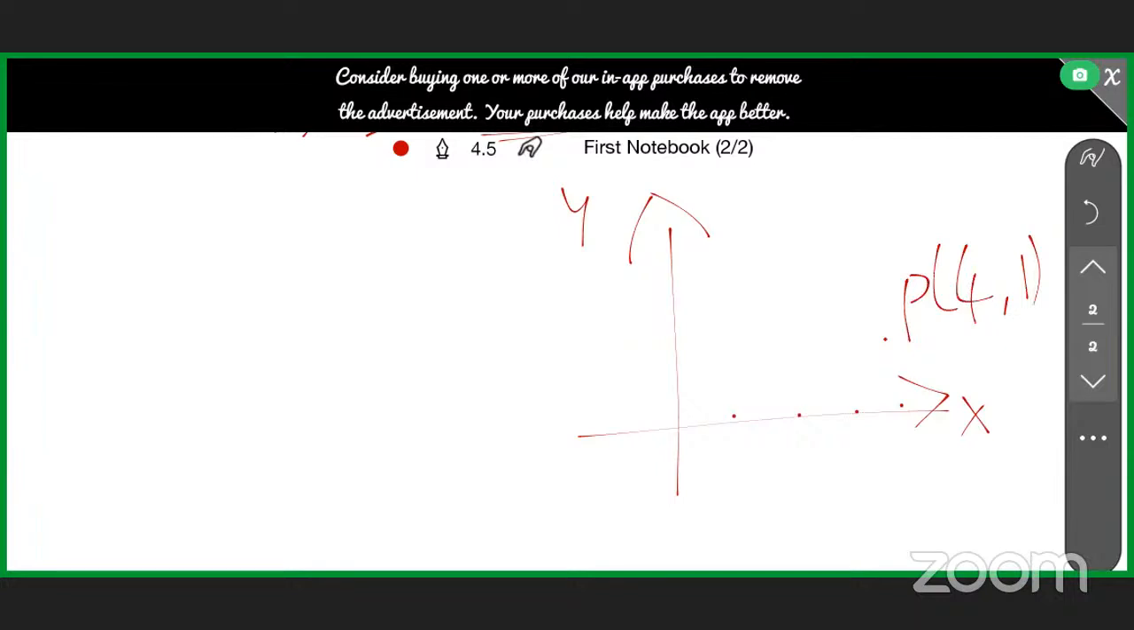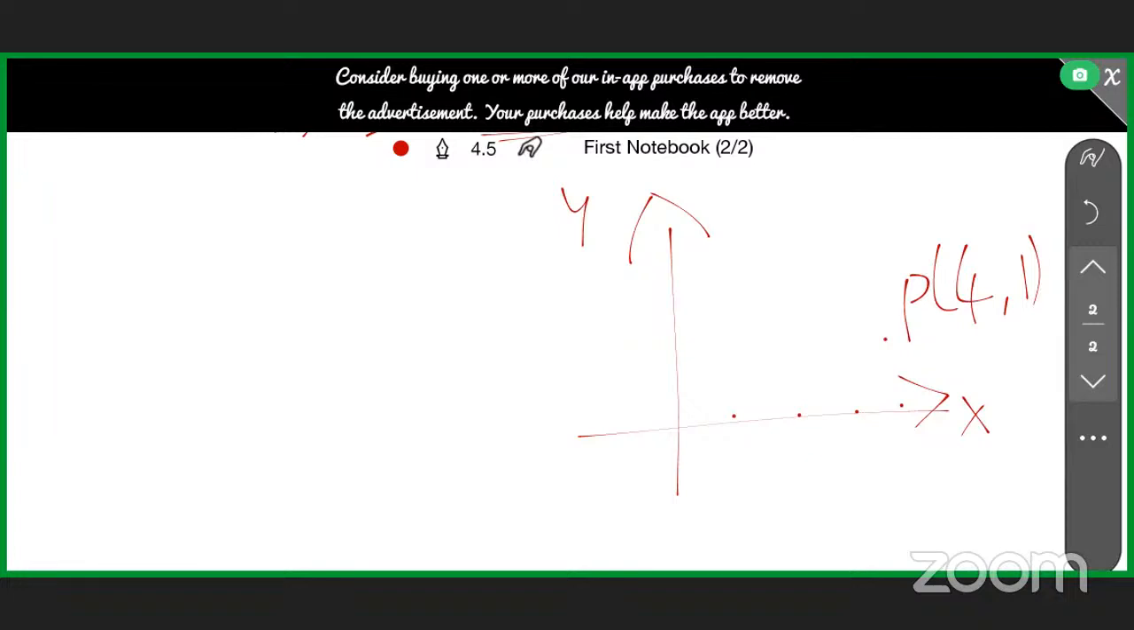Having given this, now what they are telling is the first transformation: the point is getting a reflection about the line with equation y is equal to x. Y is equal to x is which line equation?